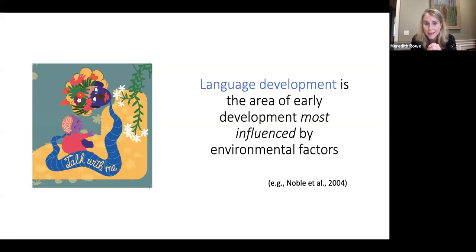it's really not so surprising that language is influenced by experience, right? Young children can't read yet. The way they pick up words is by hearing those words in their environment. And it turns out this study by Kim Noble found that of all the domains of early development, memory, executive functions, language is the domain that's most influenced by environmental factors, which is great to know because it means that we might be able to manipulate the environment to improve language development for young children.